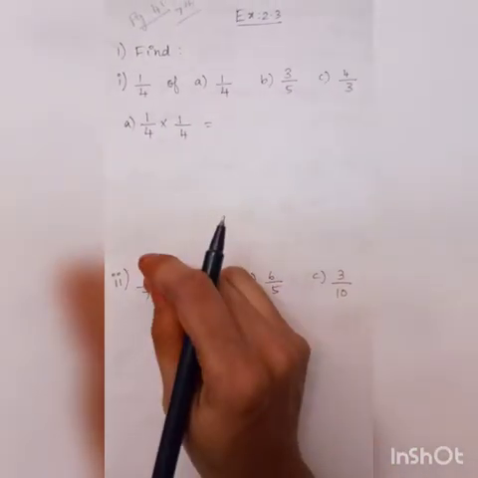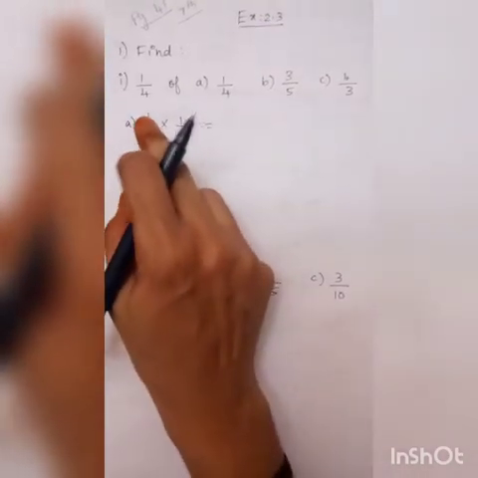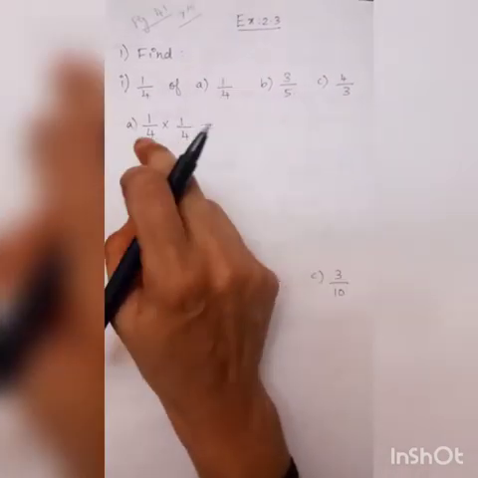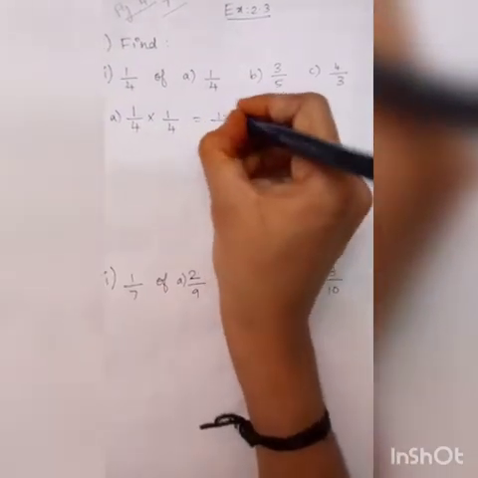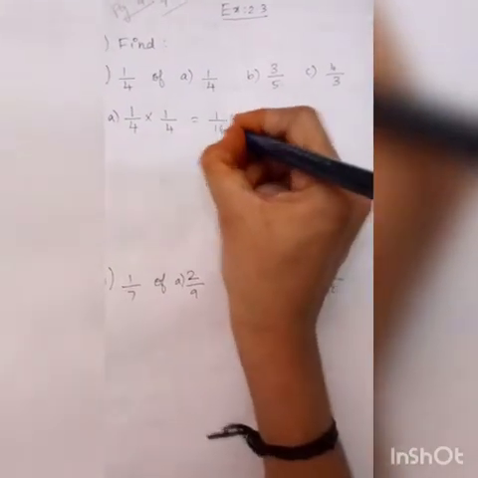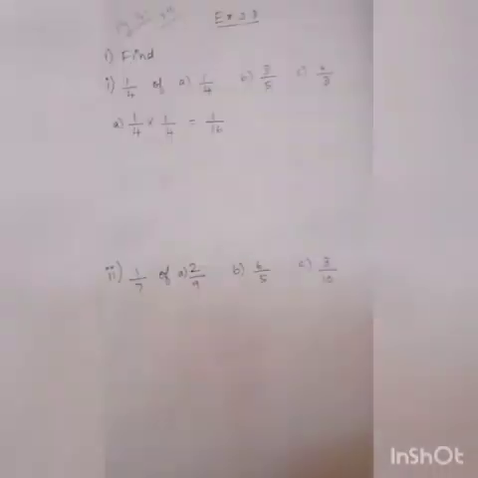Now, multiplication, what will you do? You will multiply numerator into numerator and write, denominator into denominator and write. 1 ones are 1, 4 fours are 16. So 1 by 16 is our answer.